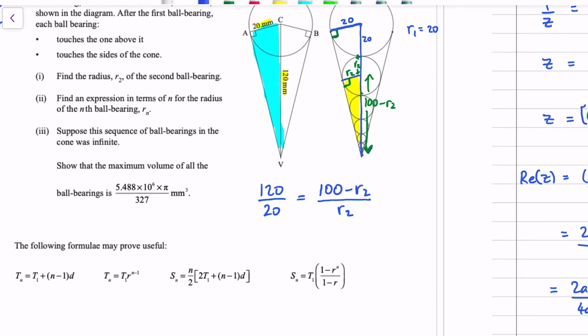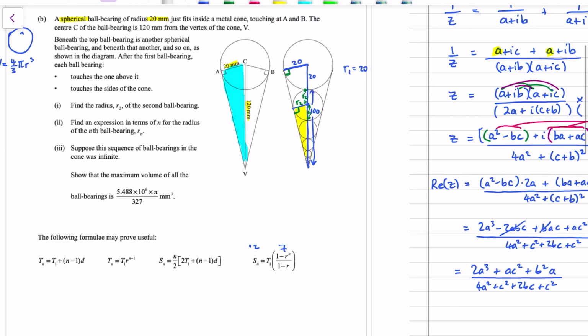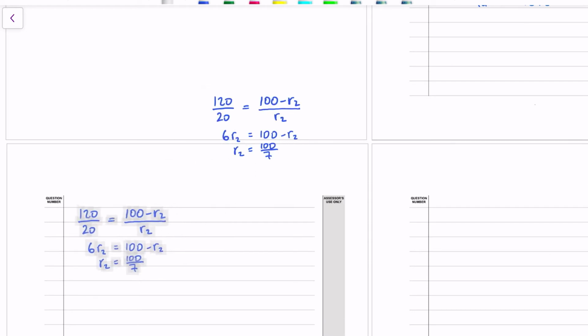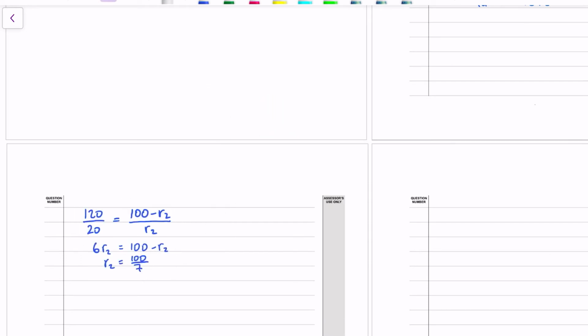And we can solve that because the left hand side is 6. 120 divided by 20, I can move the R2 up to the left hand side. 100 minus R2, and then I can put the minus R2 on the other side and divide by 7. I've got R2 equals 100 over 7. Just going to take that with me down to do some working. So that's the first answer.